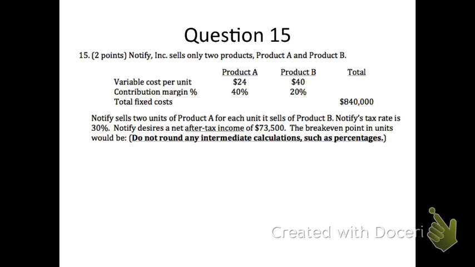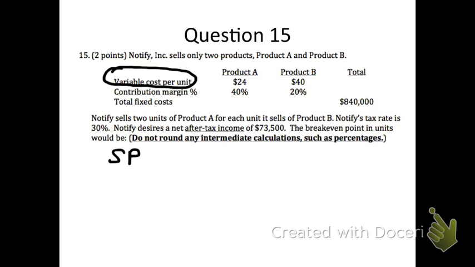All right, number 15. Number 15 is a multiple product cost volume profit problem. And again, you can do this a lot of different ways. I'll show you all of them. It doesn't really matter. One of the things you have to notice is that this is not the sales price. This is the variable cost per unit. So I need to determine the sales price for product A and product B.